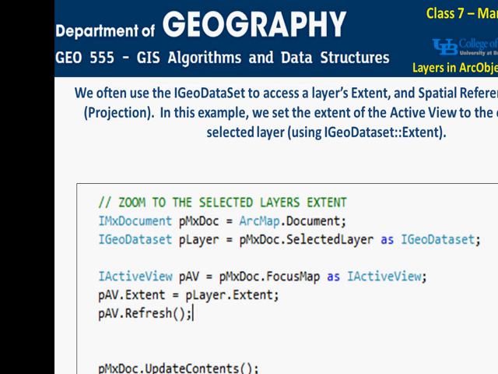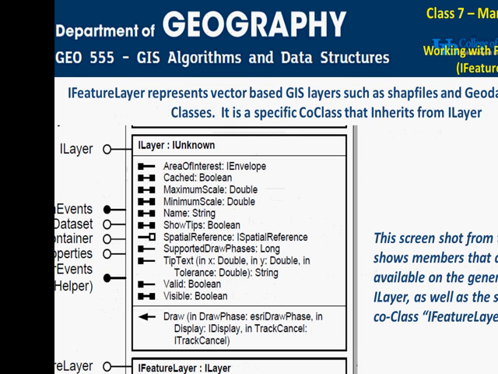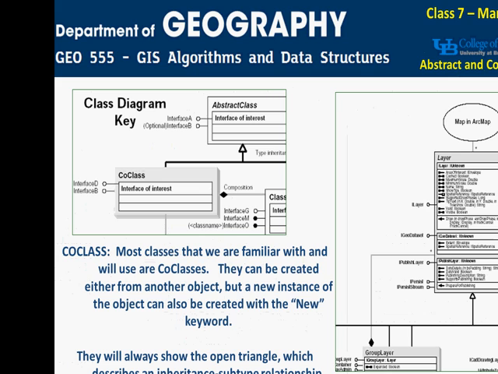And as I already mentioned, but the slide also reiterates, we're implicitly using that envelope class in this statement. That's why I had to add that geometry reference. So a quick review of abstract and co-classes. We talked about this just last week. I think this is just a copy of a slide from last week.